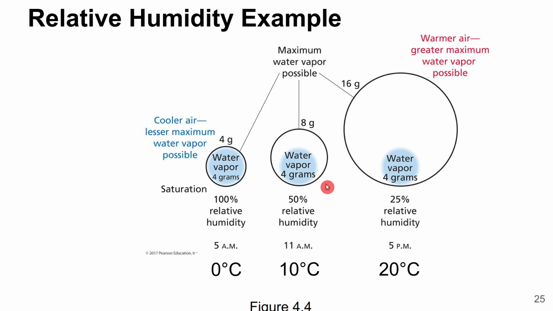In fact, just assume it doesn't. So if it's warmer by 10 degrees, we still have 4. The max is now 8. 4 over 8 is 50%, and the relative humidity is therefore 50%.